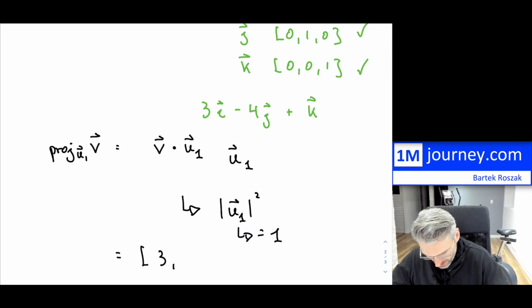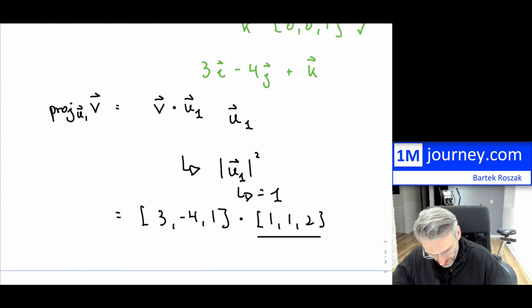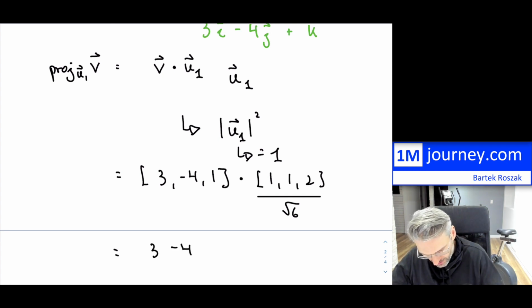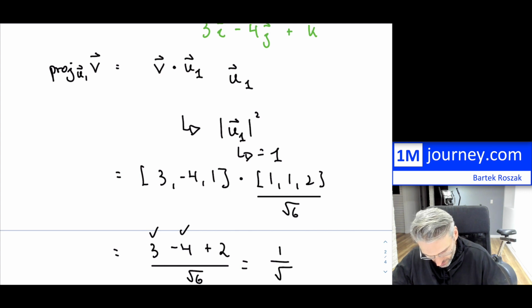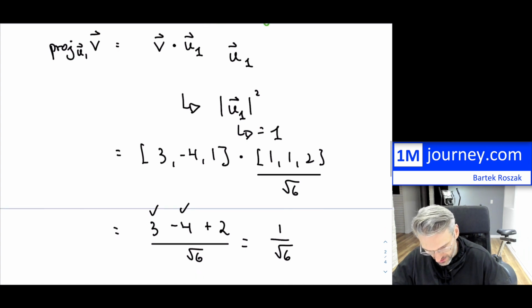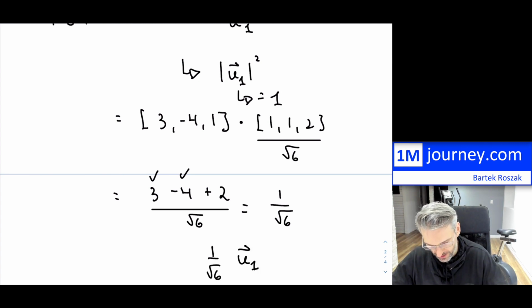So we have 3, -4, and 1 dotted with the first one, 1, 1, 2. And of course, this is divided by the square root of 6. So if you do that, this is going to be 3 minus 4 plus 2, and all over the square root of 6. So that's going to be 3 minus 4, -1, plus 2. So that's 1 all over this. So that's my first component. And that's the component in the direction of this. So that's my first one.